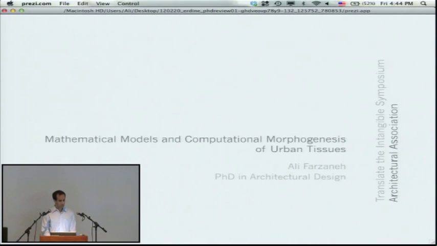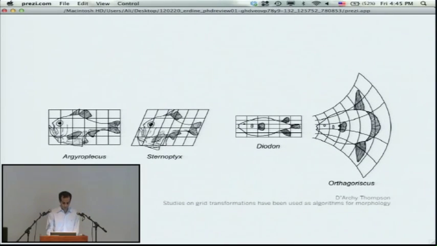Okay, my research deals with computational morphogenesis and mathematical models of achieving it. And I'm looking at achieving what I refer to as urban tissues, which is patches of cities, so an organizational model for that. There's an interdisciplinary field in biology known as mathematical biology, which studies biological forms through physics. This is becoming more and more relevant in the field of architecture because our designs are heavily influenced by forces.